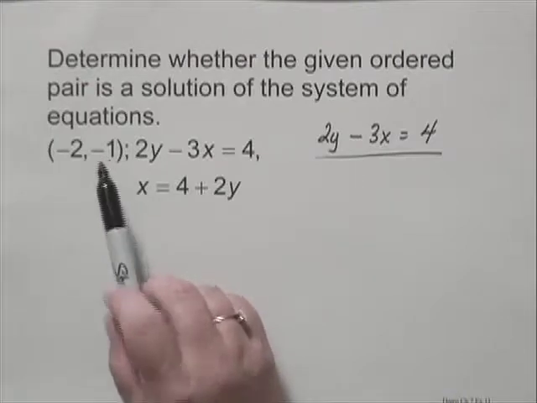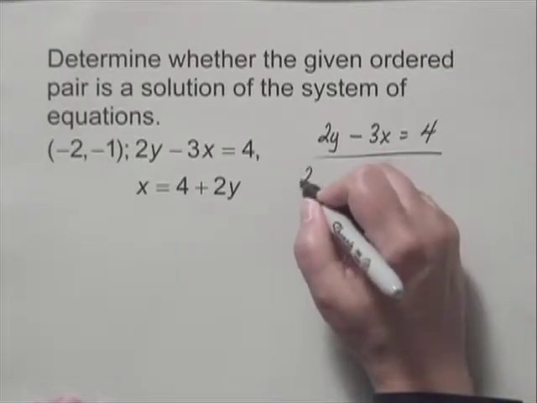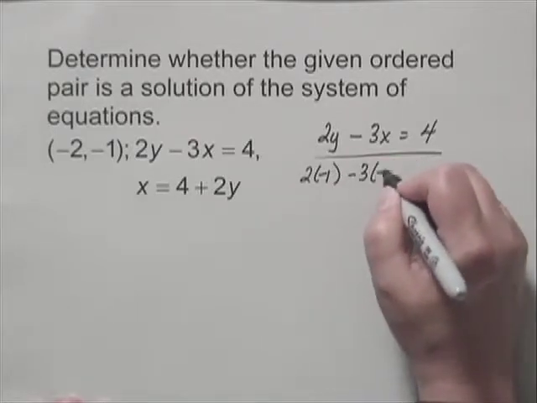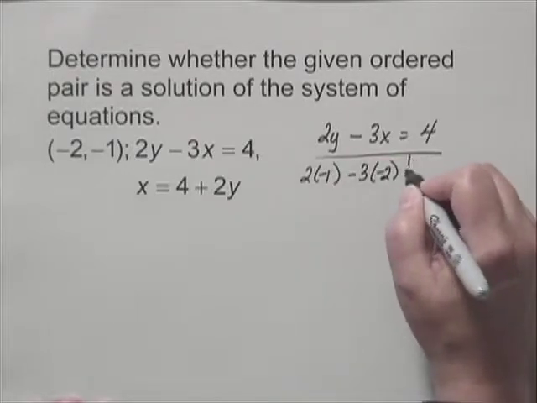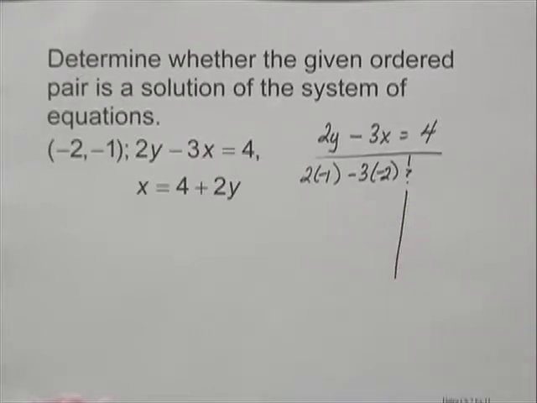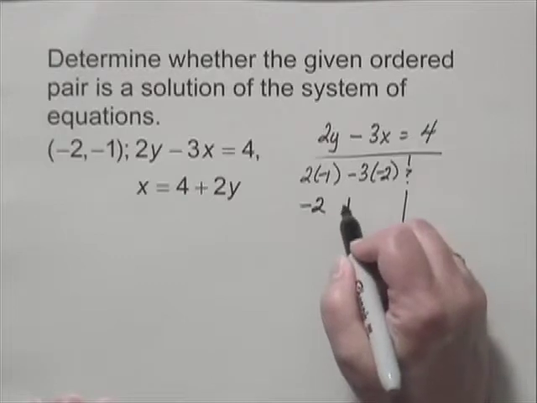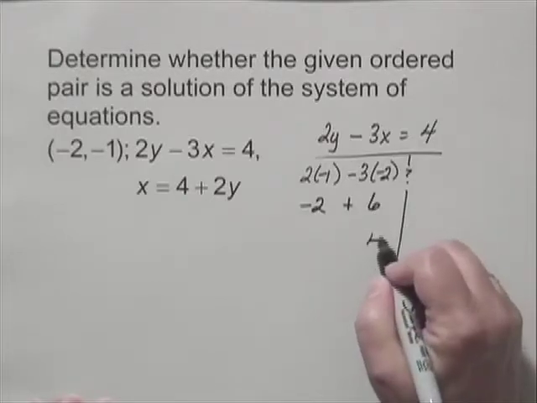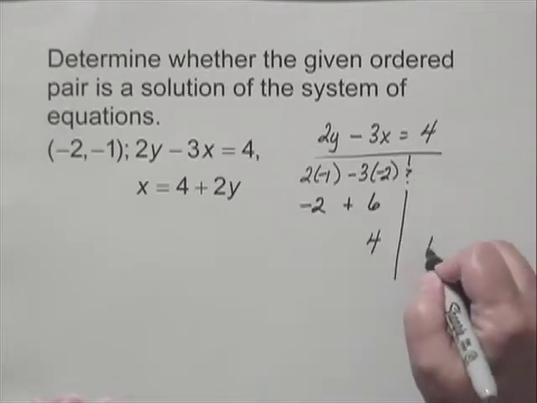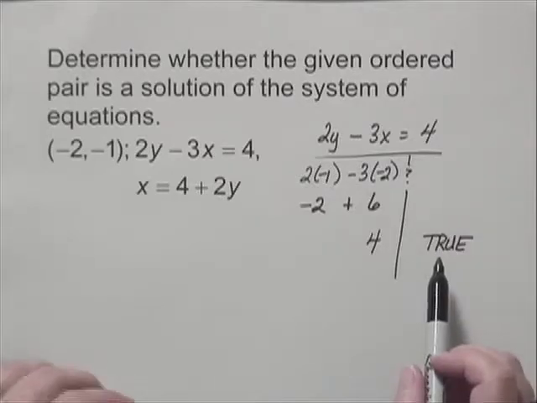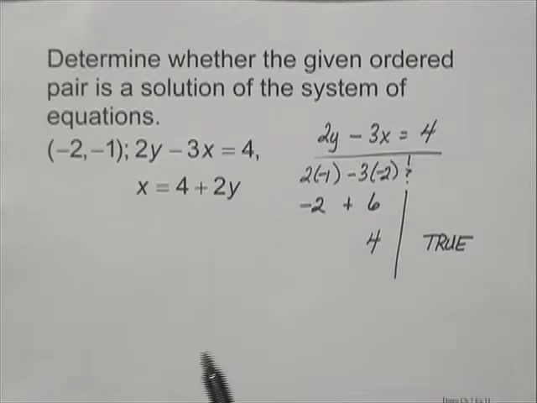-1 for y. So I have 2 times -1 minus 3 times -2, and I ask myself if that equals 4. I have -2 plus 6, which does equal 4, so this is true, and I have shown that the ordered pair is a solution of the first equation.